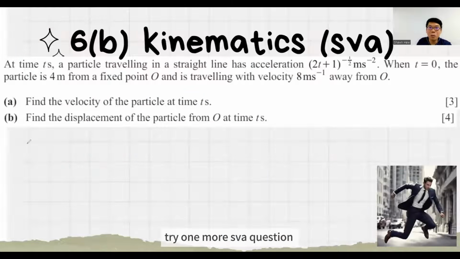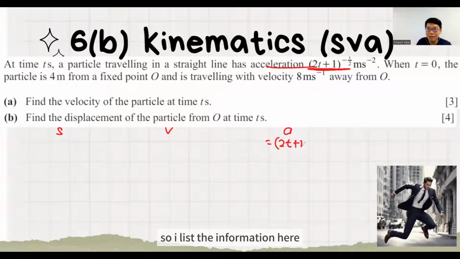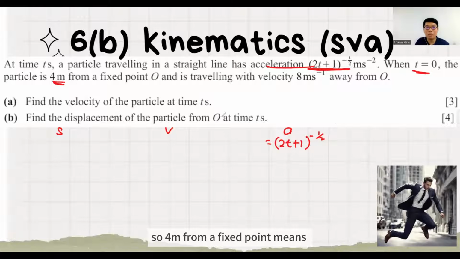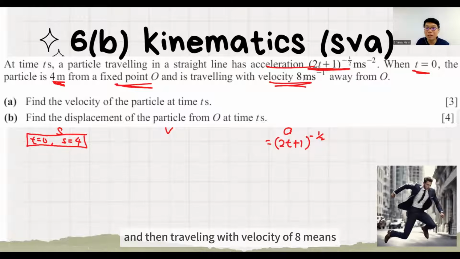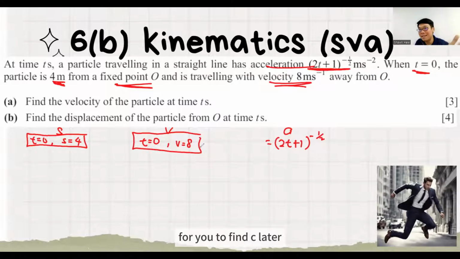Try one more SVA question. This question says the particle is traveling in a straight line and has acceleration. So I list the information here. When time equals 0, the particle is 4 meters from a fixed point. So 4 meters from a fixed point means that when time equals 0, my S is 4. This is the information for us to find the plus C later. And then traveling with velocity of 8 means when time equals 0, velocity is 8. So here they give you these two pieces of information for you to find C later.